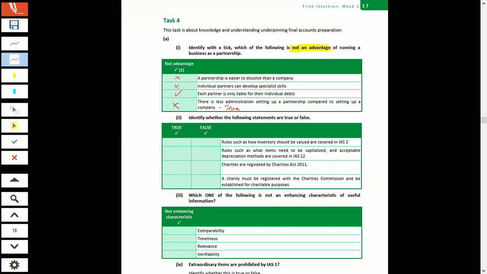If we want to apply a bit of theory behind what we've just done, each partner isn't just liable for their individual debts. This statement is incorrect. It's false. Essentially, the official term is that partners are jointly and severally liable. You aren't just liable for your individual debts. It doesn't work like that. So by just finding true, false, advantage, disadvantage, this is the sort of process you need to be taking.